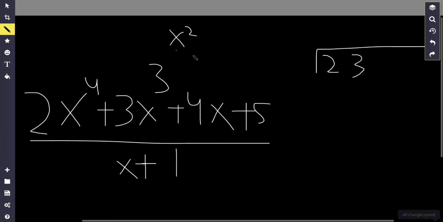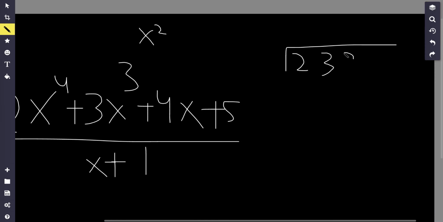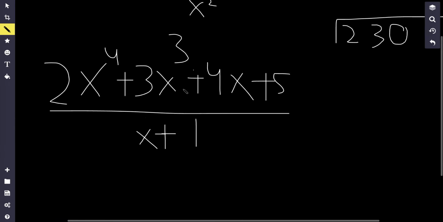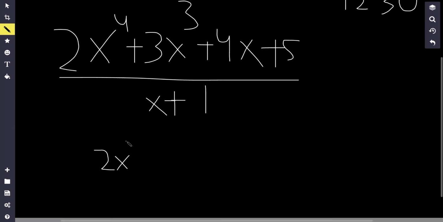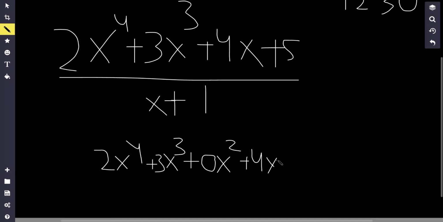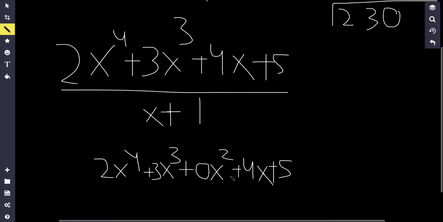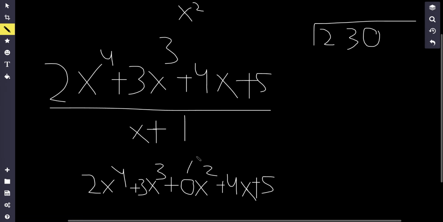So right over here, what I'm going to do in the box is put a 0 here. Because this polynomial can be rewritten as x to the 4th power plus 3x to the 3rd power plus 0x to the 2nd power plus 4x plus 5. And you notice how the coefficient of the x squared term is 0, which is why we put a 0 inside the box.